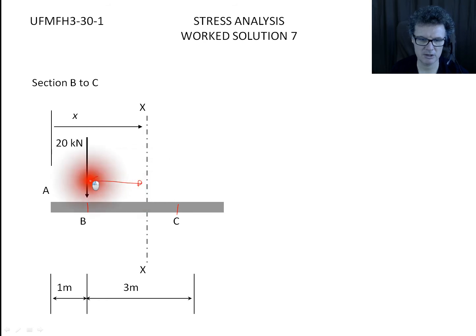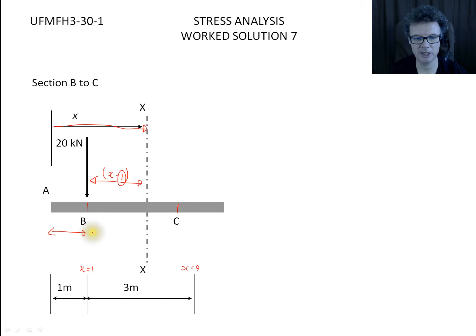I can do that in the sense that I know that it's 1 meter to get from here to here. It's X to get to my XX line. So this distance here will be X take away 1. That's why in my original diagram it's good to label up where these points are, these X equals 1, X equals 4, because we're going to be putting them into our bracket here. So X take away 1 will be this distance.